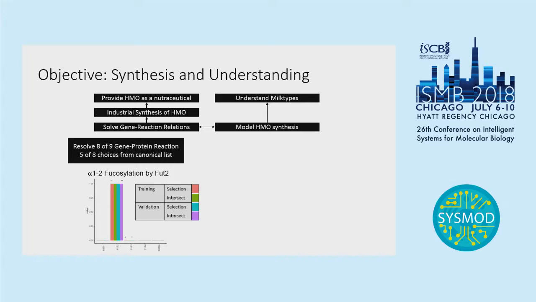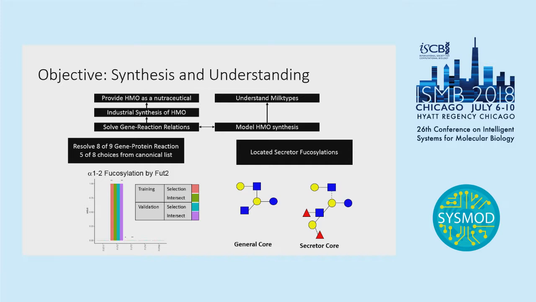In conclusion, we were able to assign 8 of the 9 unknown GPRs, and 5 of those fit into the canonical lists. The 3 left over, we believe, are better answers than the canonical based on supporting information, which I can share with you in my poster. And we were able to locate the fucosylations, which we believe to be definitive of the secretor blood type and milk type.